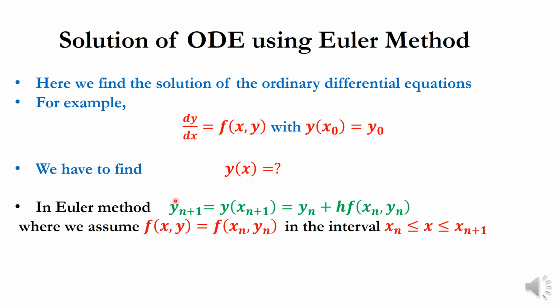In Euler method, we found that y n plus 1, that is y of x n plus 1, is equal to y n plus h into f of x n y n, where we assumed that the function f of x y in the interval x n to x n plus 1 was f of x n y n. That is a constant in this interval.